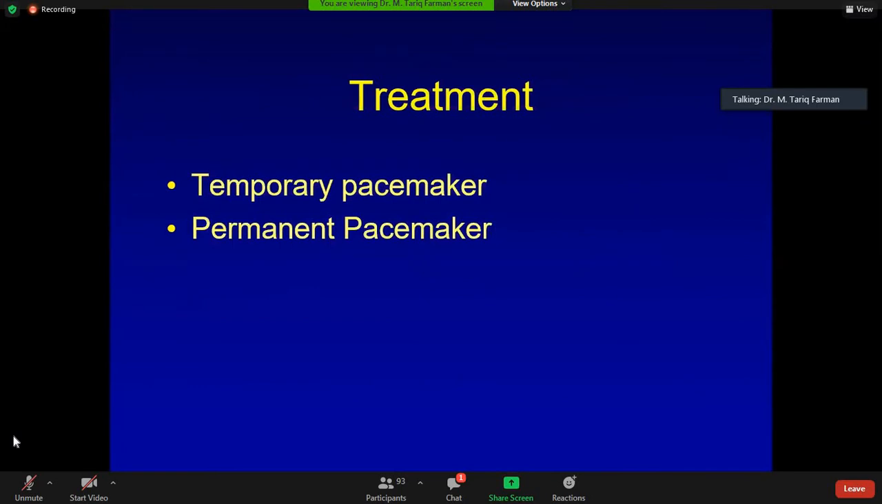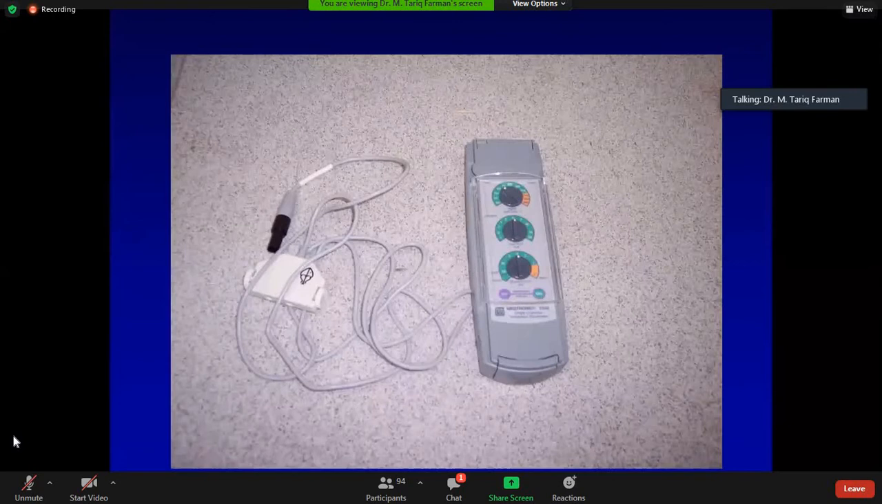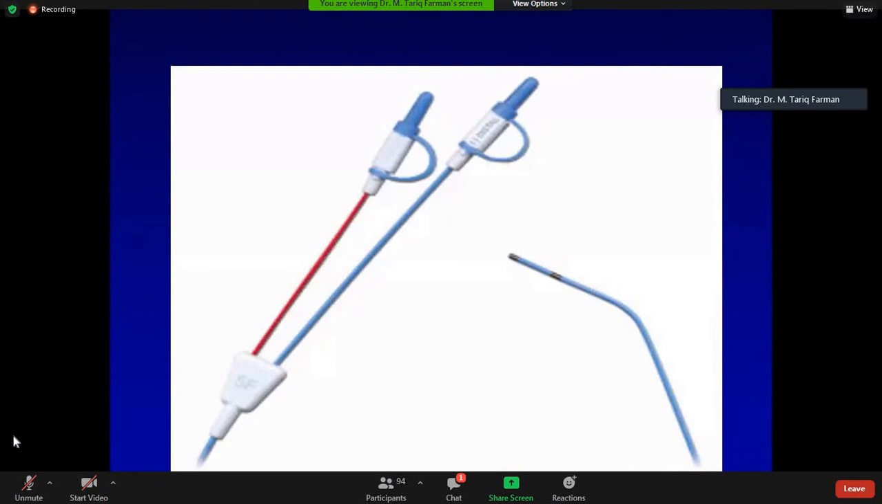And the treatment is immediate implantation of the temporary pacemaker, and then if the cause is irreversible, then you have to put the patient on permanent pacemaker. This is temporary pacemaker, right? And this is the TPM lead, temporary pacemaker lead. So this is the proximal segment of the TPM lead, and it should be inserted into the temporary pacemaker device. This is the distal part, and you have to insert this distal part into the right ventricle, right?